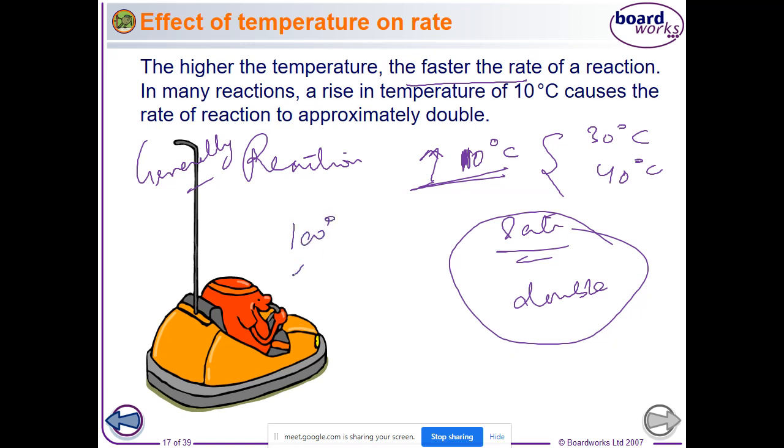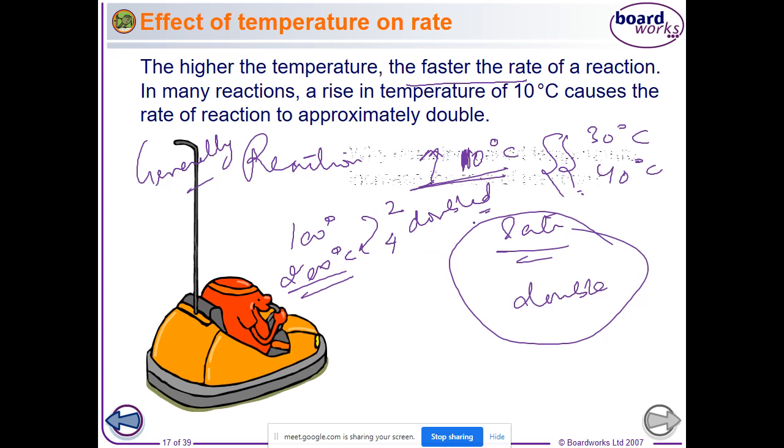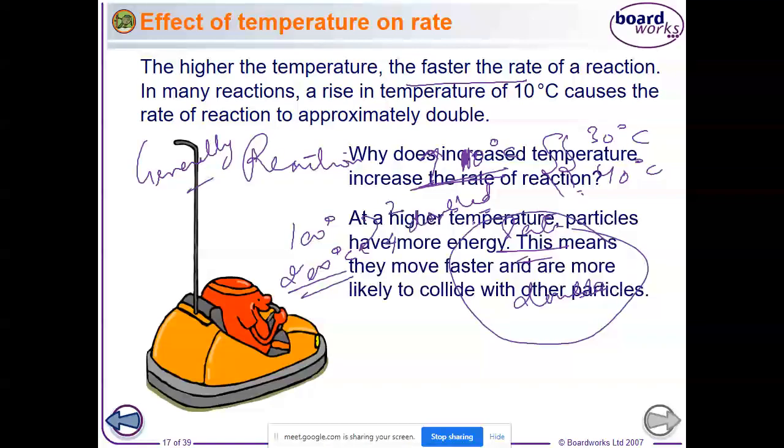So if earlier it was 100 degrees Celsius, now the reaction is taking place at 200 degrees Celsius. We generally see in many cases that if the rate was initially 2, now it would be 4, doubled. Okay, clear? So at higher temperature, the particles have more energy. This means they are going to move very fast, the frequency of collisions would be more, and the energy that they impart will also be more. Clear?